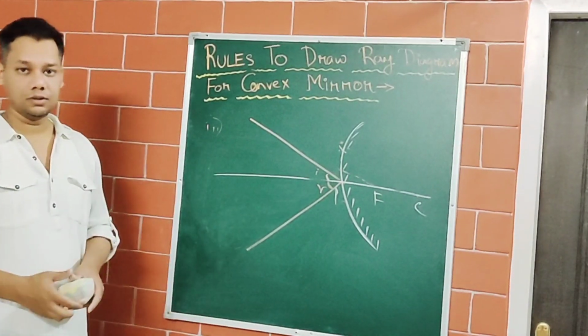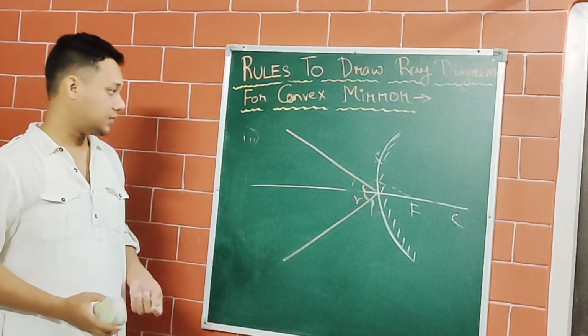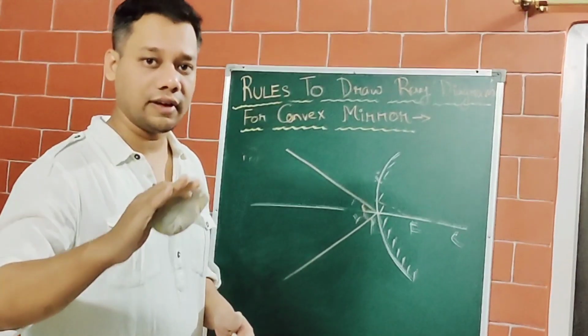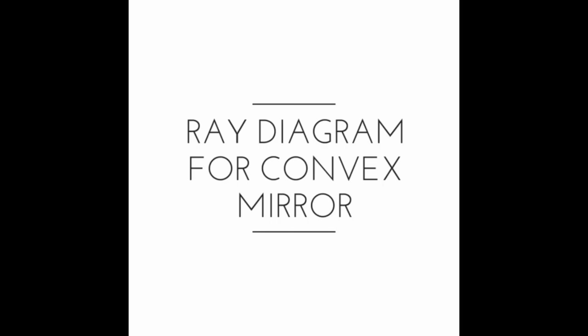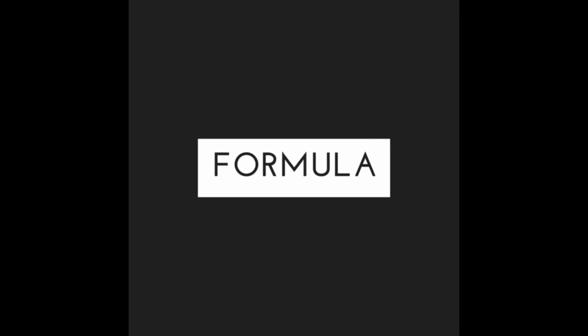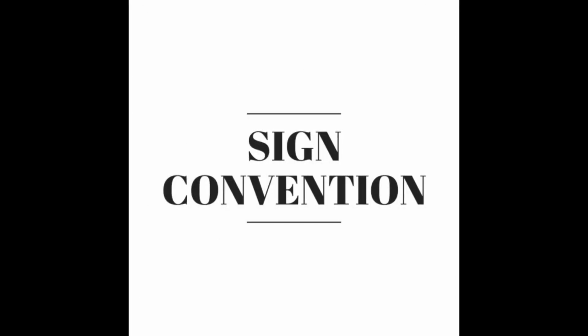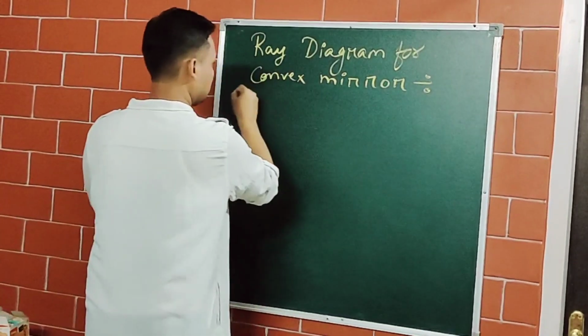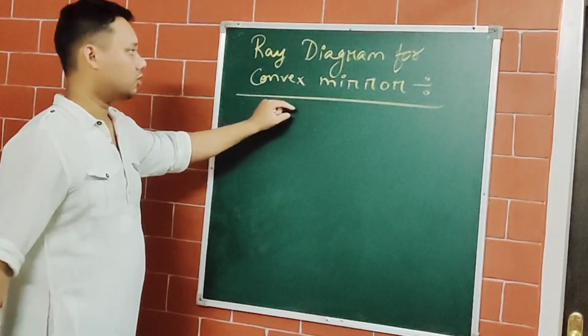So using these four rules, now we will draw the ray diagram. Using these 4 rules, now we will try to draw the ray diagram for a convex mirror. Let us draw. Ray diagram for convex mirror.